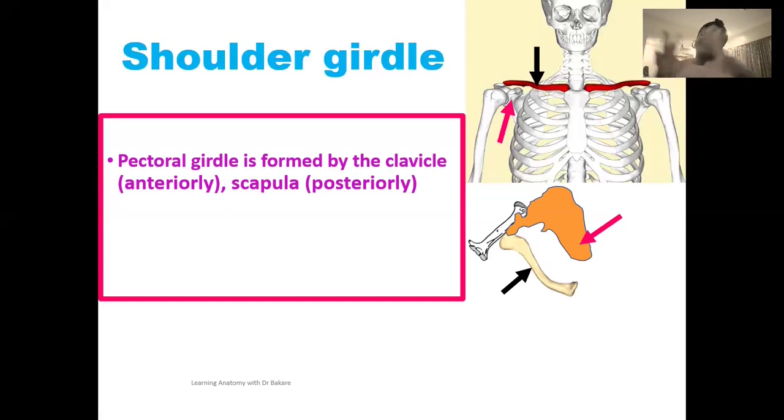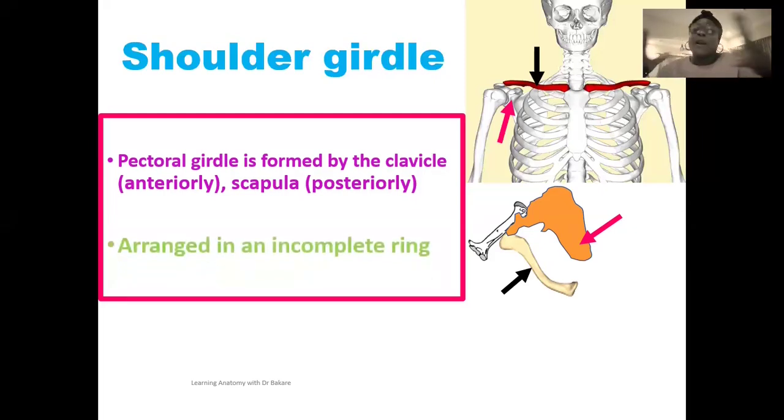So if you look at the pattern by which these bones are arranged, forming a structural component of the shoulder girdle, you see that they take an incomplete circular orientation. So they are seen to be arranged in an incomplete ring.